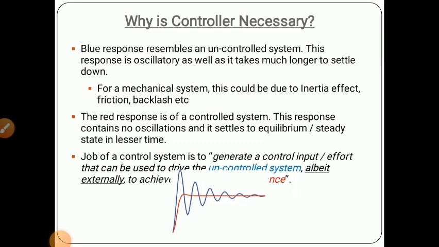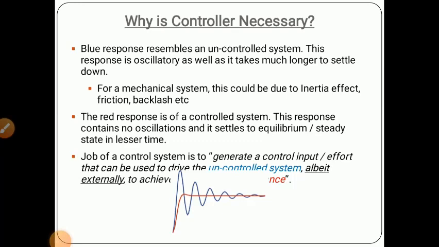There is a very important first question: why is a controller necessary? So the blue response resembles an uncontrolled system. You check the waveform shown below. This response is oscillatory as well as it takes much longer to settle down. You can see there are many peaks, and after a large number of peaks the system gets settled down or gets stable. For a mechanical system this could be due to inertia effect, friction, backlash, etc.